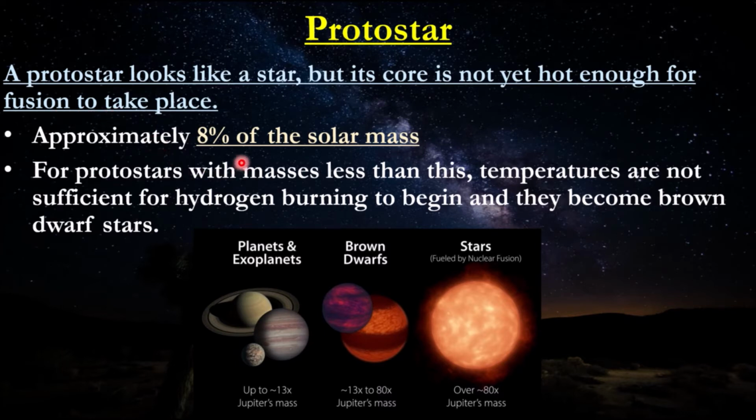A protostar makes up about 8% of the solar mass. If we actually do the comparisons, protostars that have a mass that's lower than this 8% barrier, their temperatures aren't sufficient enough for hydrogen burning, and hence they actually become brown dwarf stars. So they end up becoming dwarf stars and not an actual main sequence star that we talk about with our sun.